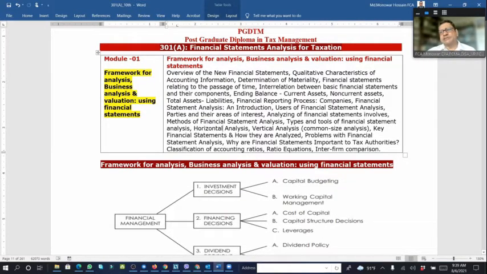So if we go for today, framework for business analysis and valuation using financial statement. In this module, you will see the overview of financial statements, qualitative characteristics of accounting information, determination of maturity, analysis of different types of items, ratio analysis, common size financial statement analysis, vertical analysis, horizontal analysis, etc. Methods of financial statement analysis, etc.